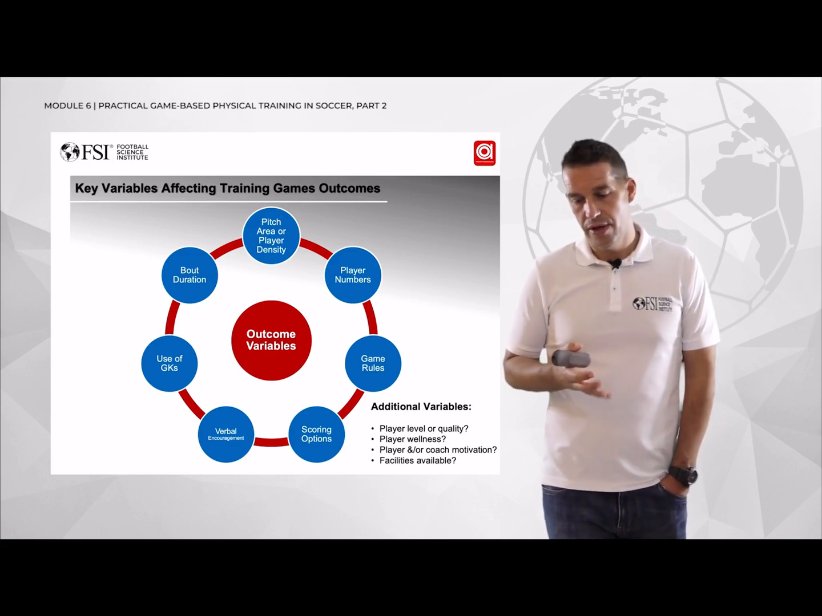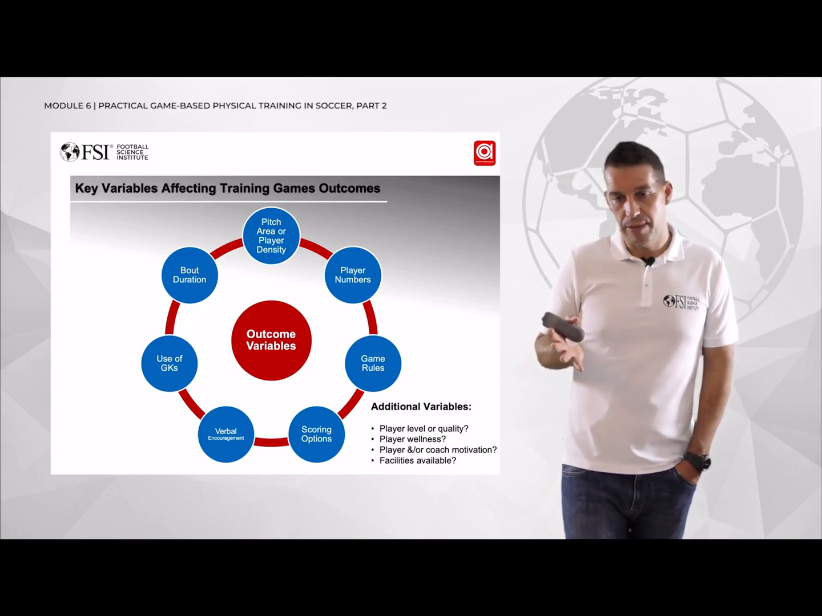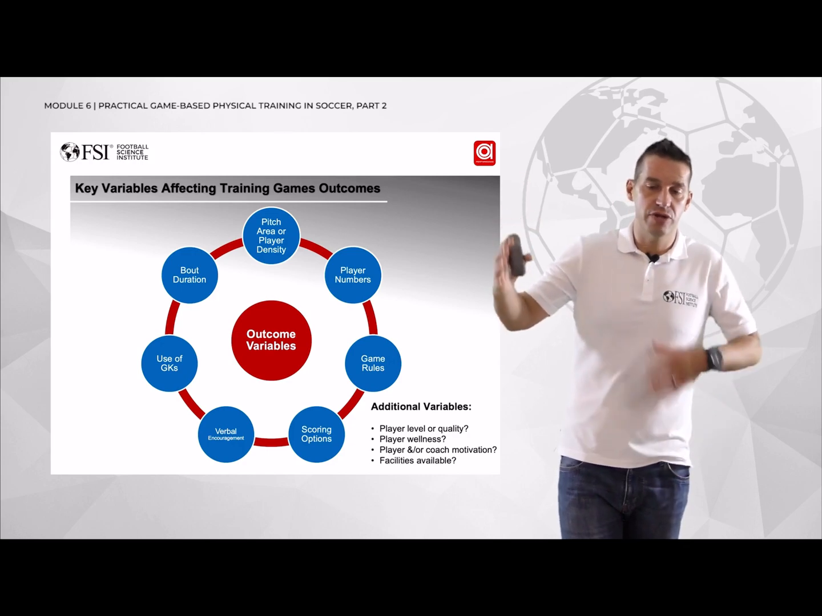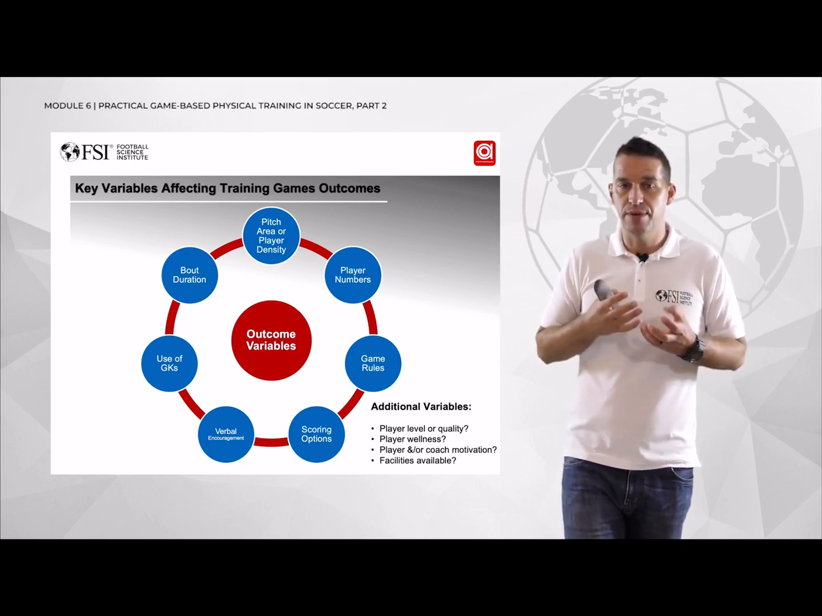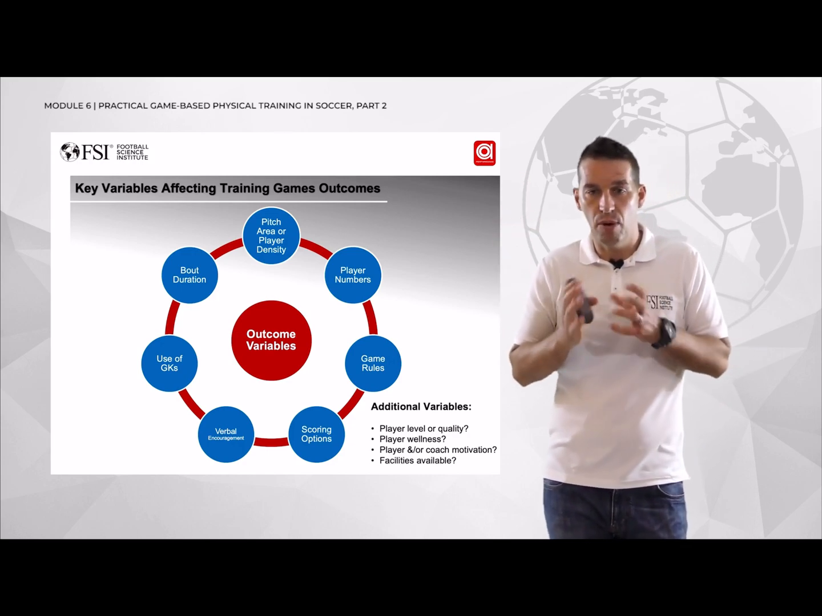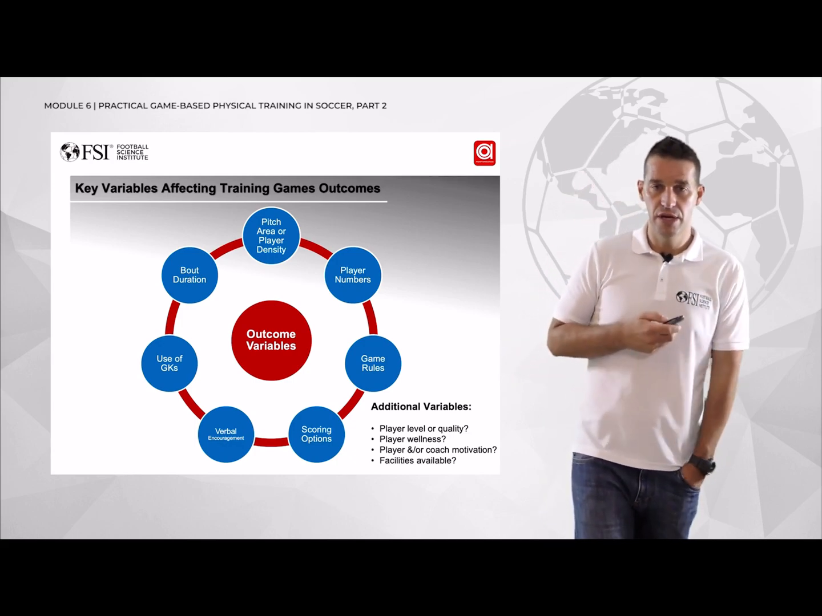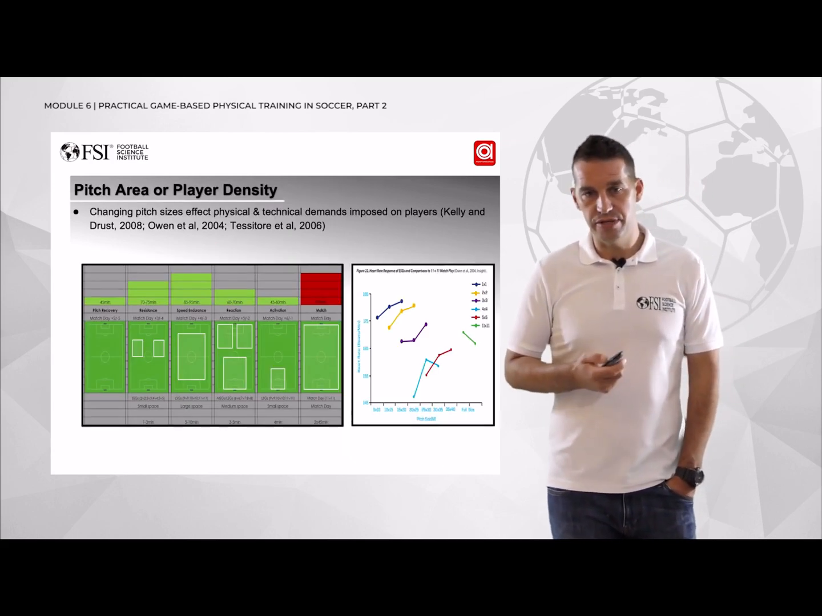Again, if you're working with a youth squad, a semi-professional squad, or an elite squad, you've got different facilities available. How can you be clever? How can you think outside the box and manipulate elements that you have to drive the outcome variables of what you want?